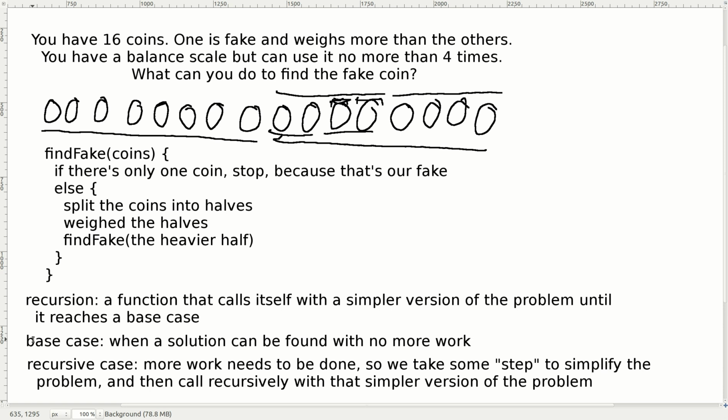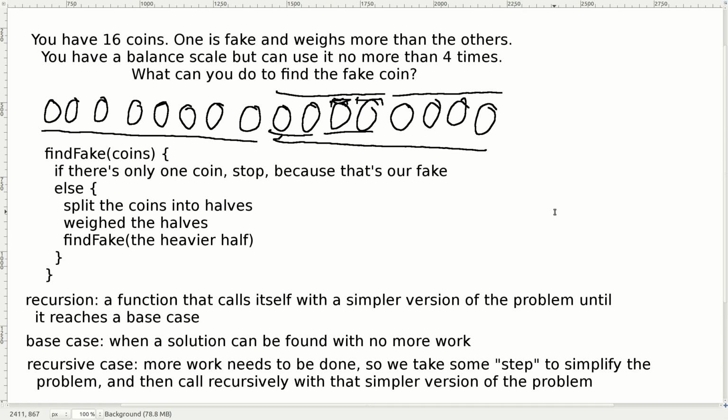If we forget to write a base case, then we'll be calling the function over and over forever until our program runs out of memory. And if our recursive case's step is wrong and doesn't get us closer to the base case each time, then similarly, we'll be calling recursively forever and never stop until we run out of memory.